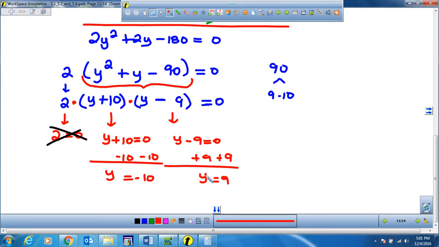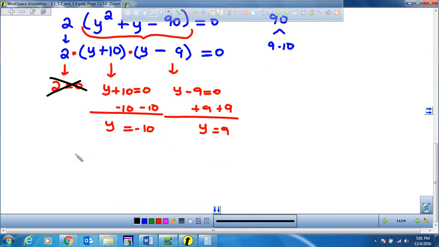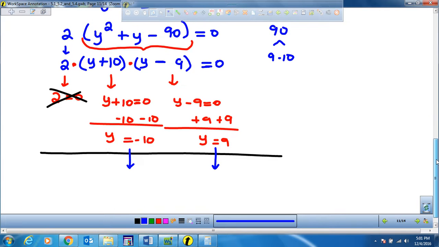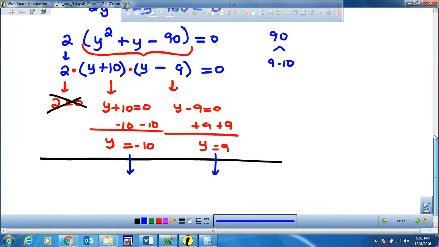So, what about these numbers? Well, the problems in this section are going to have more than one answer sometimes, more than one ordered pair that is the solution. They're going to be intersecting at more than one point. So here, you have two y values, so there must be two x's corresponding to each of these. So what you're going to do is substitute into one of the original equations these two values one at a time to solve for x.